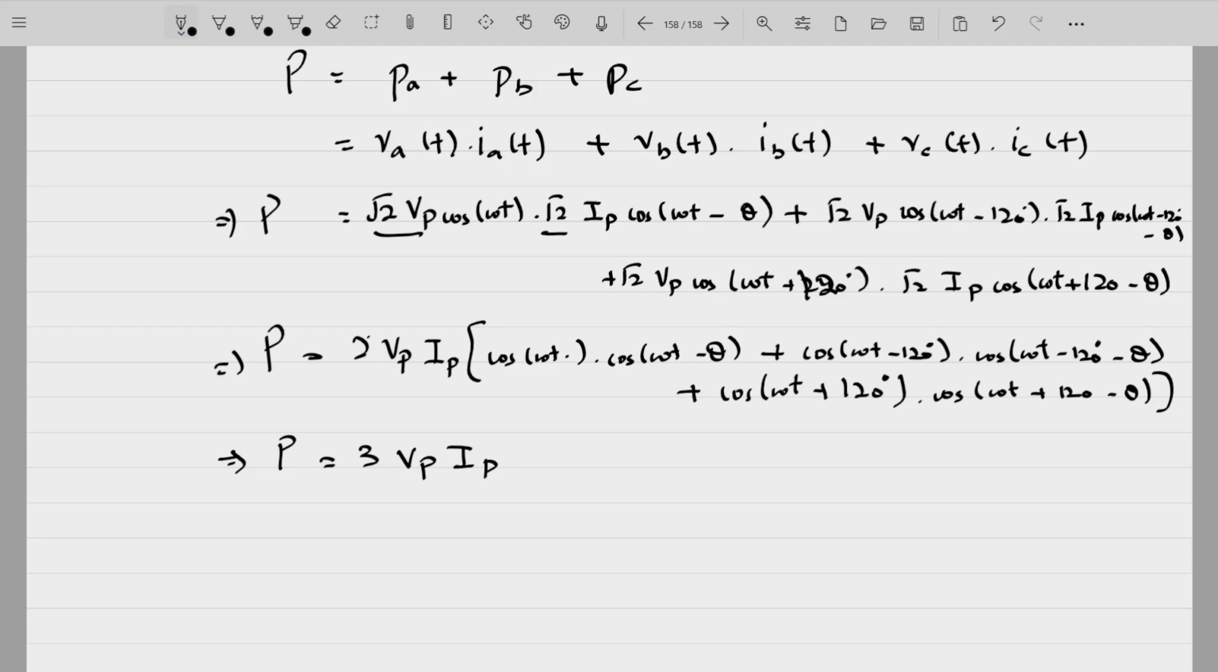After substitution, you'll find out that all those terms will actually cancel out. You'll simply be left with the term that is 3 Vp Ip cos theta. So this is now the instantaneous power in a three-phase AC system.